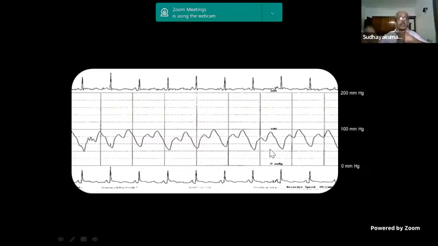Then the question comes, is it always? So that depends on the size and the compliance of the right atrium. If the right atrium is huge, it may not produce a prominent V wave. That is the answer which I want.